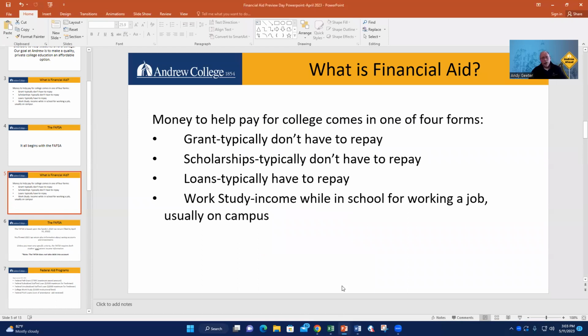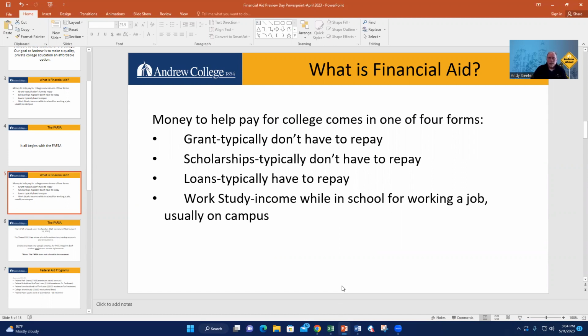Let's initially look at what is financial aid. Financial aid typically comes in 4 forms. Financial aid is money available to help afford the cost of a college education. First, it would be grants. Grants typically do not have to be repaid. It's free money, whether at the federal, state, or institutional level.